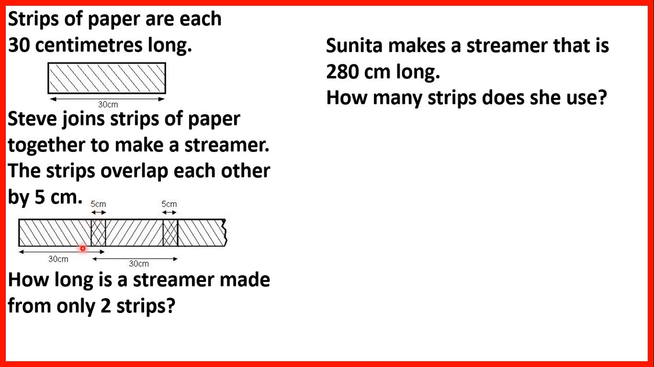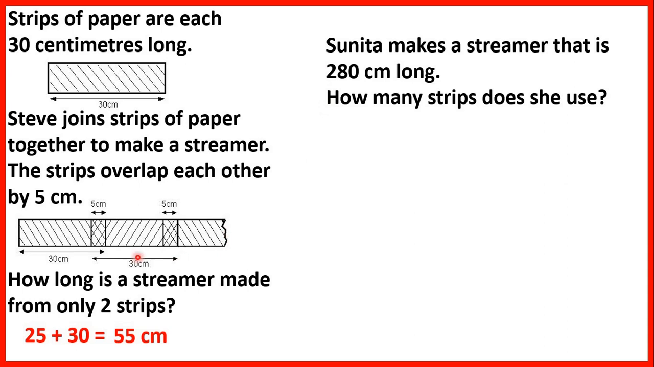The other way of thinking about this is that this first strip will really only be 25 centimetres, because that's where the second strip starts. And then we'll have 30 centimetres for our second strip, and 25 plus 30 is 55. Now, Sunita makes a streamer that is 280 centimetres long. How many strips does she use?